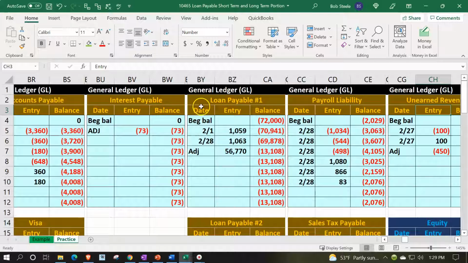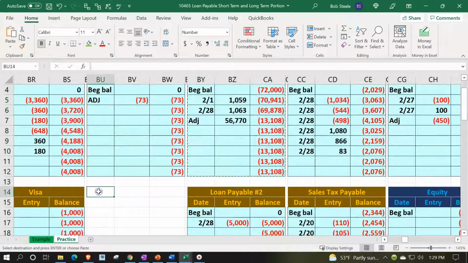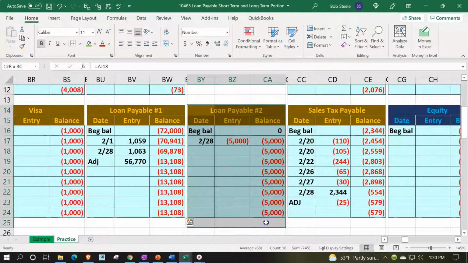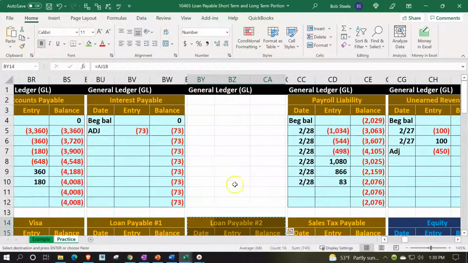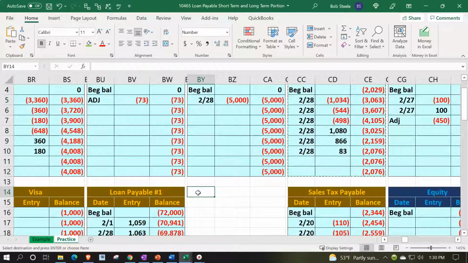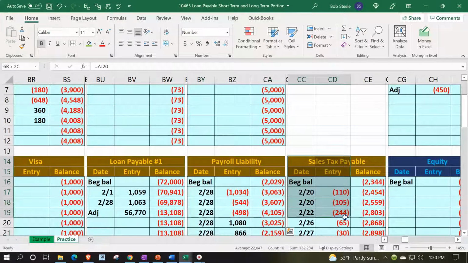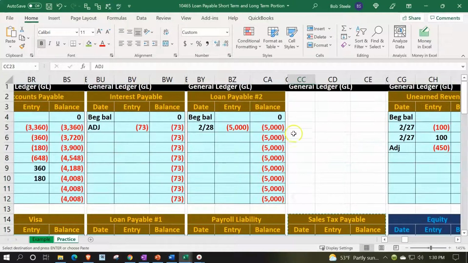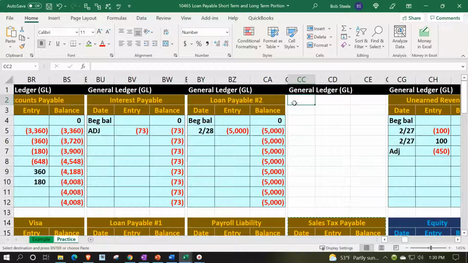So I'm going to do a cut and paste maneuver. I'm going to take this, say Control X instead of Control C to cut it, and paste it right there, Control V. Then we're going to take this one, cut it with a Control X, and put that one up top in BY2, Control V. And then we'll take this one, payroll liability, and cut it, Control X, put that right here in BY14, and Control V. Then we'll take the sales tax payable and Control X to cut it. And then we're going to put that up top here in CC2, Control V.